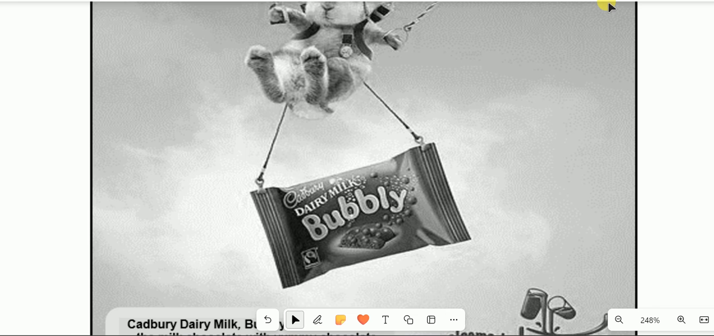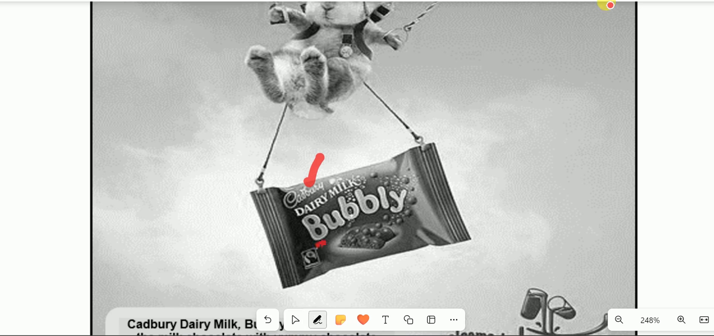Remember, we've got many chocolates, okay? So you need to understand what is so unique about this one that is advertised. The brand that I see here is Cadbury. It's Cadbury chocolate. I see Cadbury chocolate, and then the words bubbly, Dairy Milk, bubbly.